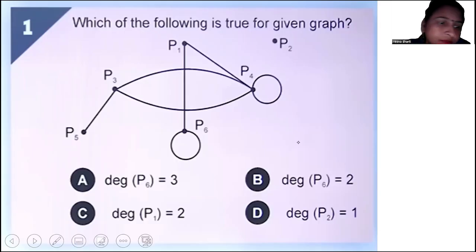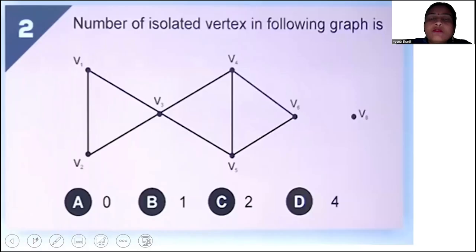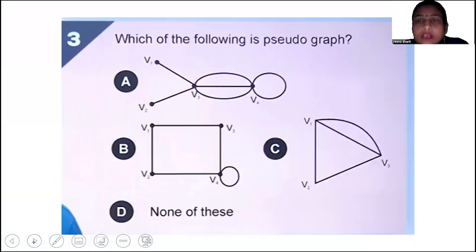Then the number of isolated vertices in the following graph. In this case, we know that vertex V8 is not connected to any other vertex, so this is called the isolated vertex. So the number of isolated vertices in this case is 1. Then which of the following is a pseudograph? As we know, the pseudograph contains both self loop and multi-edge. In this case, A has both self loop and multi-edge, so this is the pseudograph, and all other options are incorrect.